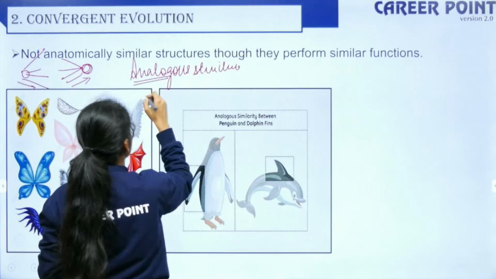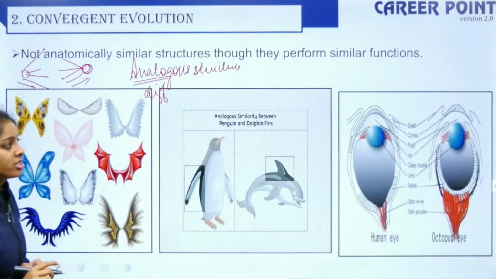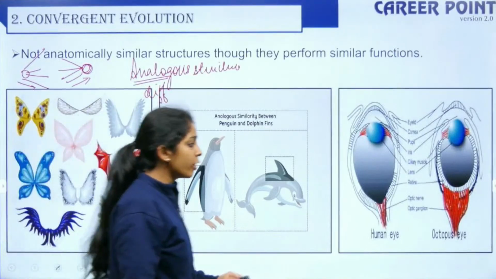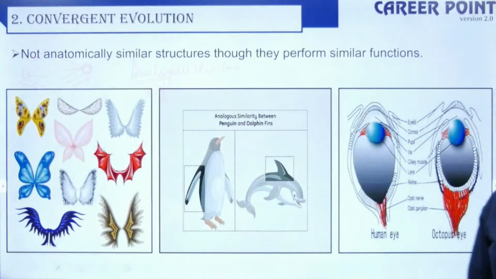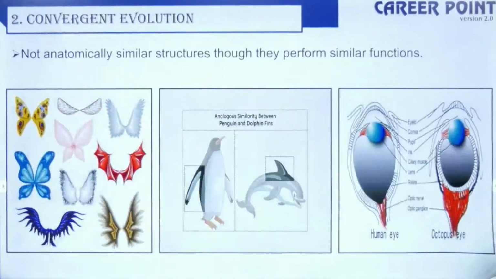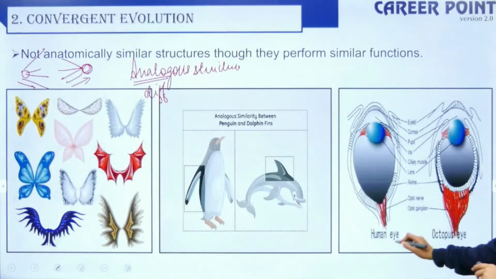The structure is different. Homologous, the structure is same. Analogous, the structure is different. Similarly, the eye of a human and the eye of an octopus, the structure is different, but the function is the same. Analogous means the structure is different, but the function is the same. When I say eye and eye, it helps in the process of vision, but the structure is quite different. Alright?